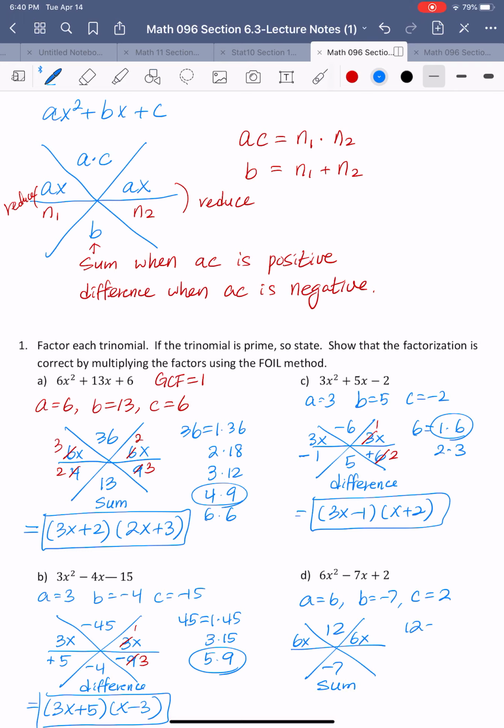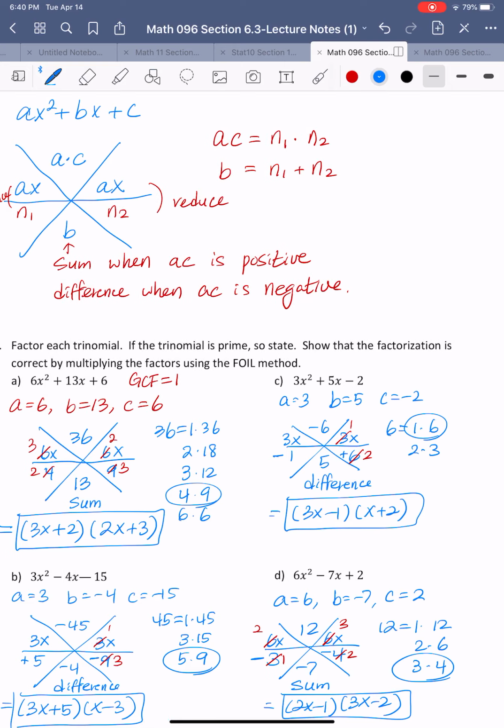So from the 12: 1 times 12, 2 times 6, and 3 times 4. So the sum is 3 and 4, right? And then I need a negative 7 sum, so the 2 numbers must be negative. Reducible? Yes. 6 and 3 reduced by 3 is 2 and 1. 6 and 4 reduced by 2, which is 3 and 2. So you get that as 2x minus 1 times 3x minus 2. That's all for number 1.